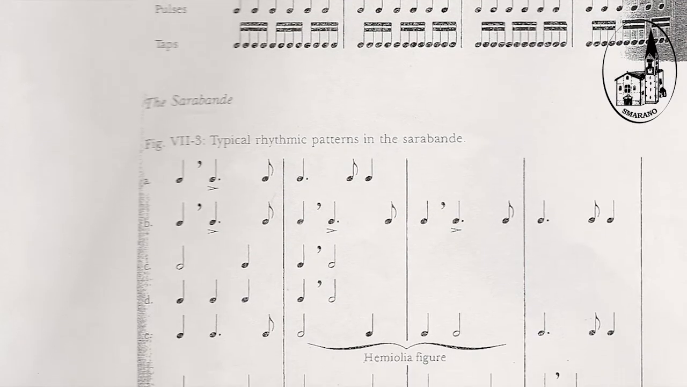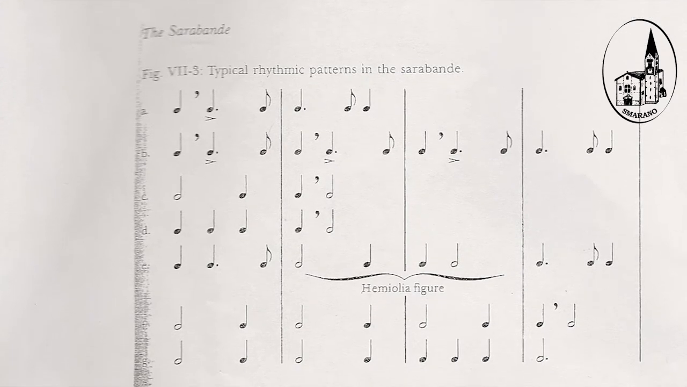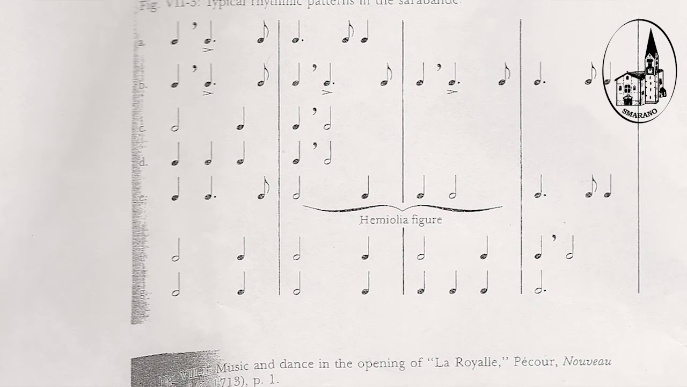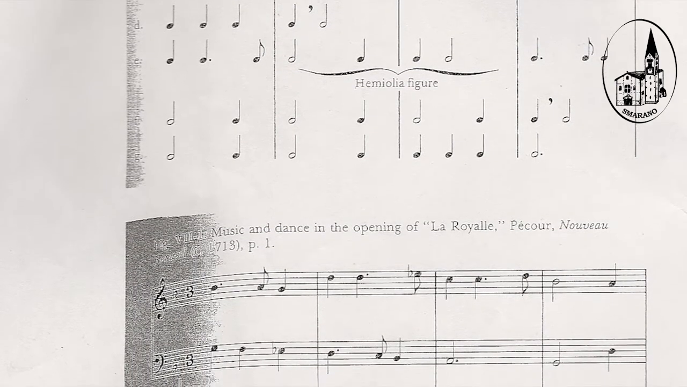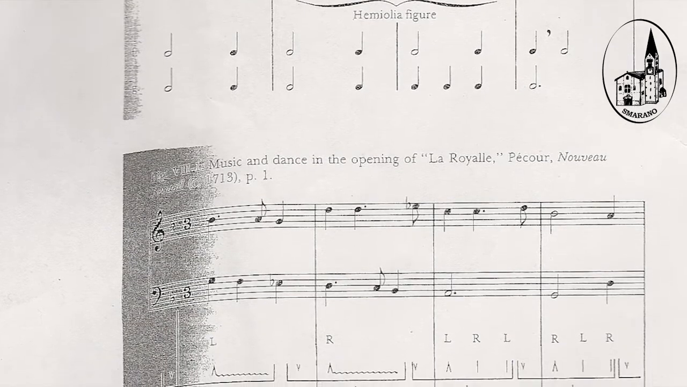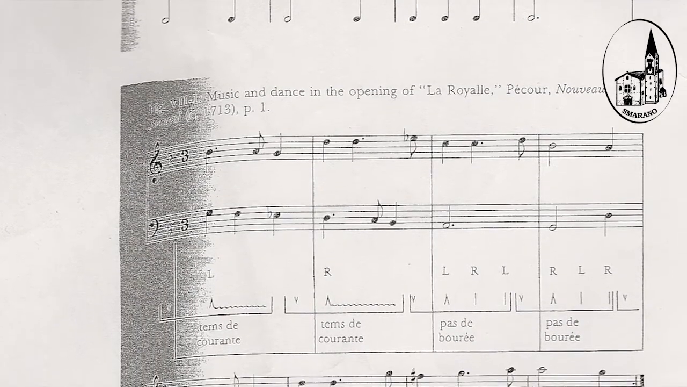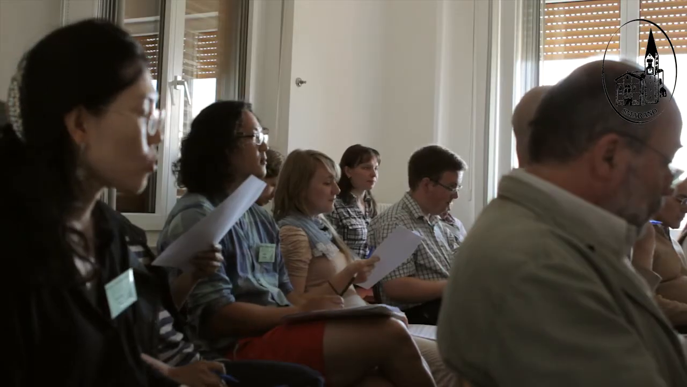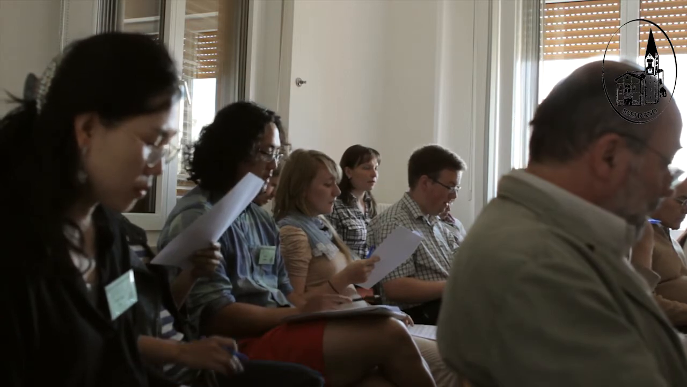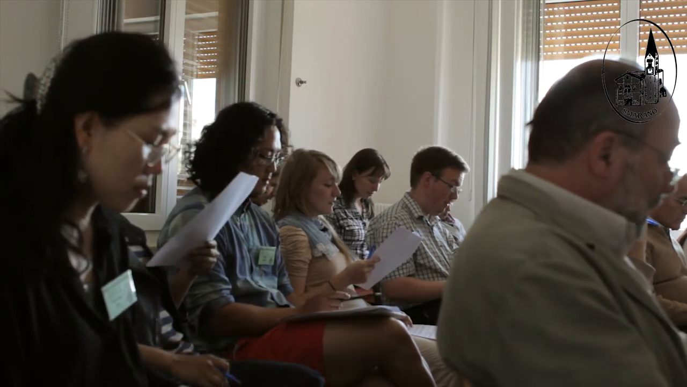Now let's start talking about the Sarabande. Look at the middle first. These are typical Sarabande rhythmic patterns. And I think we need to kind of physicalize these somehow. So if we look at A, if the tempo is 1, 2, 3, can we say A together on the ta, something like that, just to see if it works? 1, 2, 3. Ta, ta, ta, ta, ta, ta.